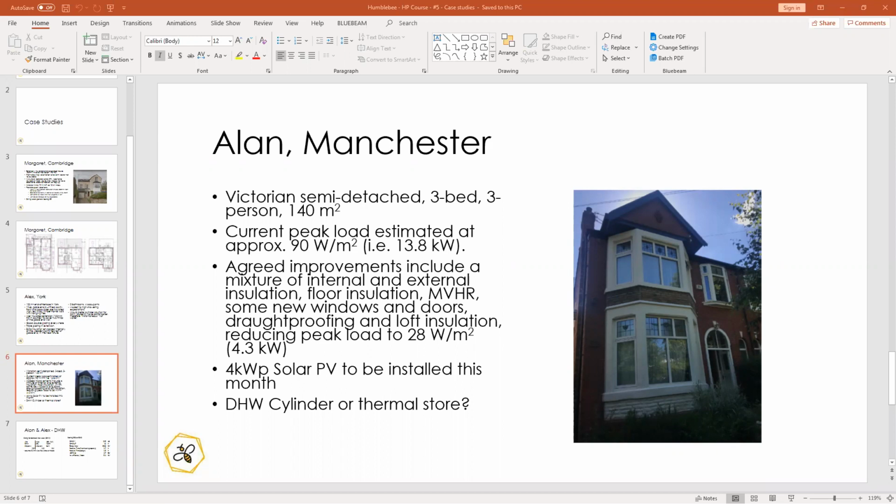So the thermal store would work well in tandem with a solar PV installation. But actually, to be fair, you can just dump any excess solar energy into the domestic hot water cylinder now with PV diverters and stuff. So the two options are still available, but it sounds to me like the hot water cylinder would work just as fine for your case.